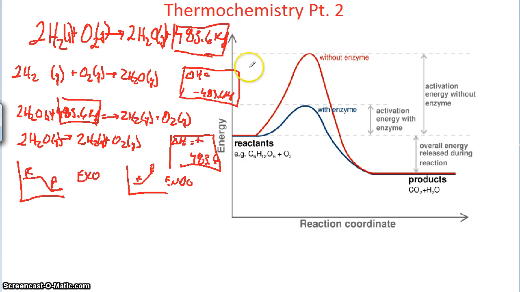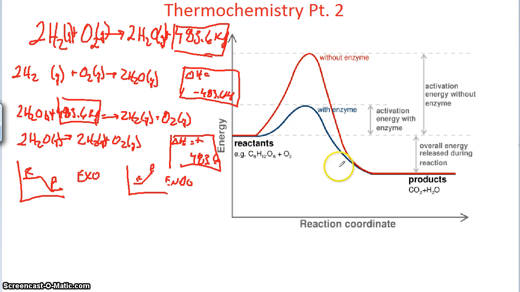Now, when we get to this sort of diagram, the reaction coordinate diagram, what we're showing is the energy going in the reaction, and we're showing through time what happens and what changes occur. A couple of things you should be familiar with.